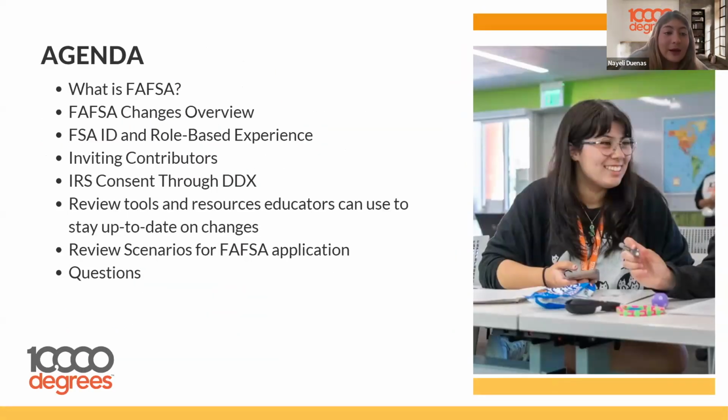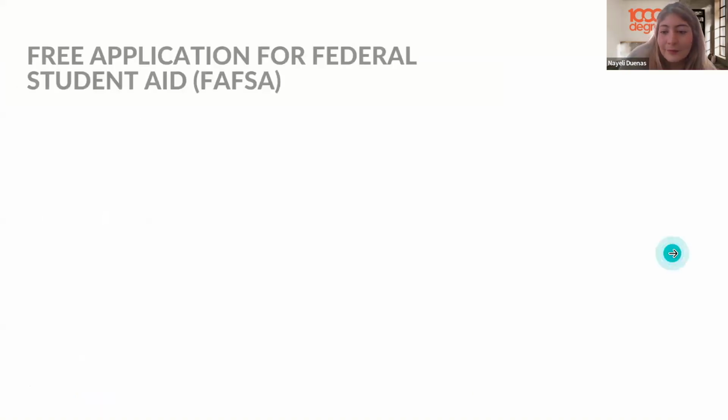We're going to be talking about what is FAFSA, the FAFSA changes and overview, the FSA ID and the role-based experience, inviting contributors, the IRS consent through DDX, and reviewing tools and resources educators can use to stay up to date on changes. We're going to be reviewing scenarios for the FAFSA application. We're going to do a breakout activity at the end, and there's going to be space for questions as well.